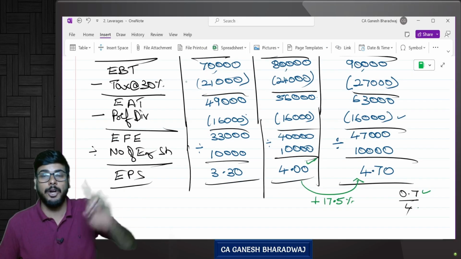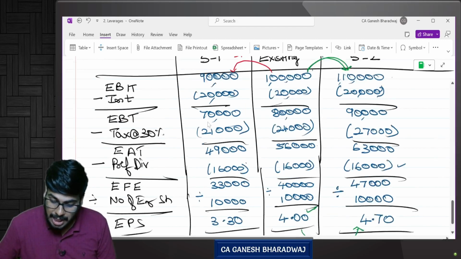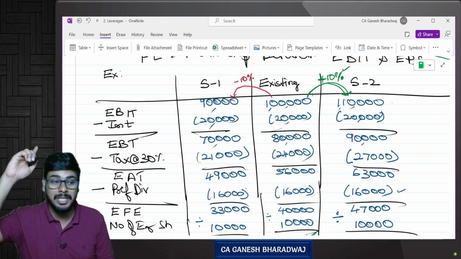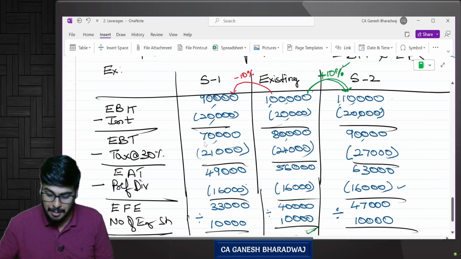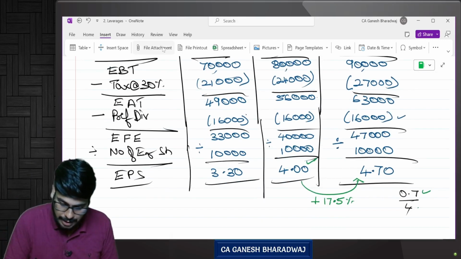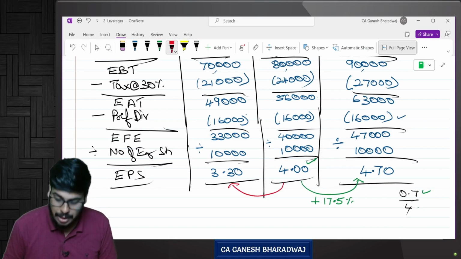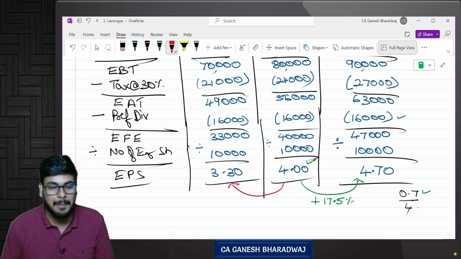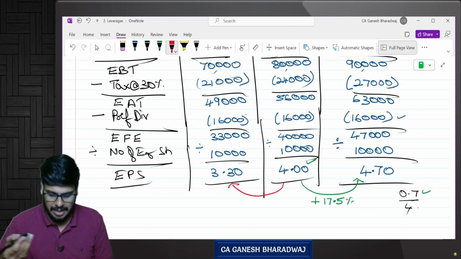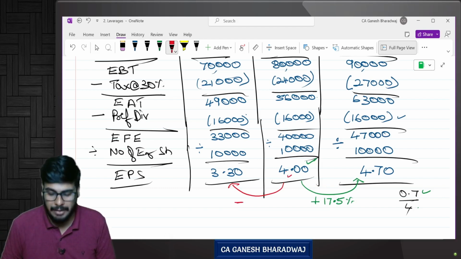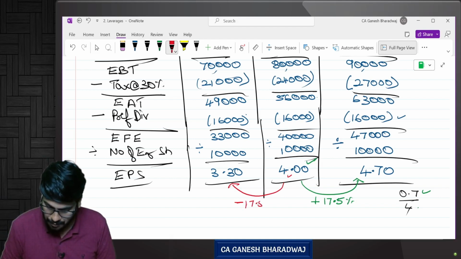whopping 17.5 percent. But wait, if your profit decreases by just 10 percent, your EPS will decrease by how much? 17.5 percent. We will see that. Look at this. So my profit reduces, EPS reduces from 4 to 3.3. So what is the reduction? Minus 0.7. 0.7 divided by 4 is 17.5, so minus 0.7 divided by 4 is minus 17.5 percent.